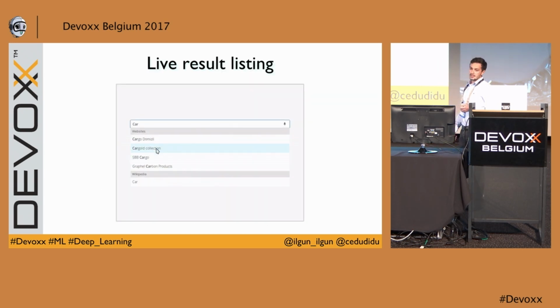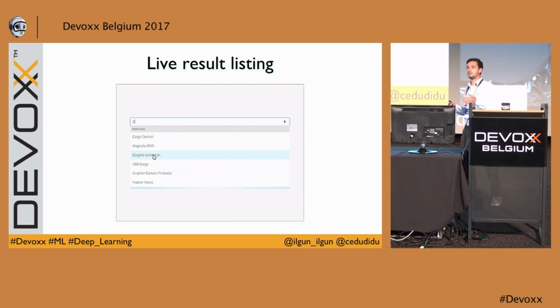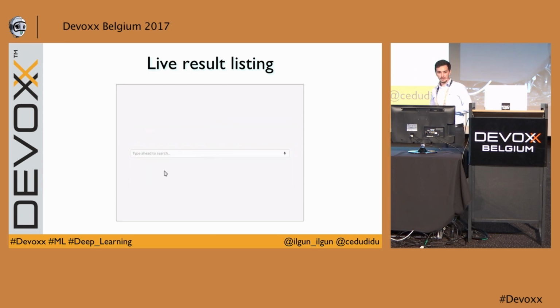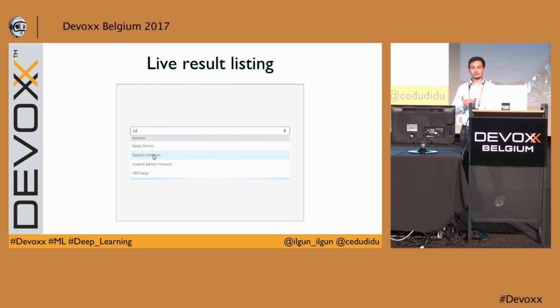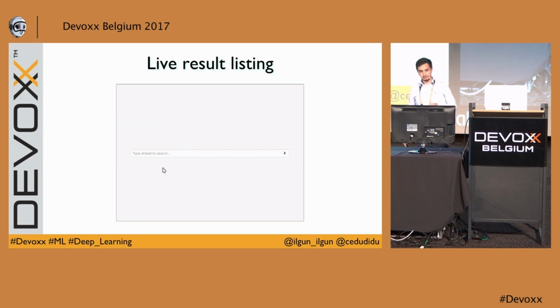So this is how it looks. It does live result listing. In this example, the user will type car, and then we will show them a bunch of results from websites, and the other one is from Wikipedia. So keep it in mind. The user can also freely move down or move up in the results, and with the enter key, they can delegate to a certain action, which we will see later.